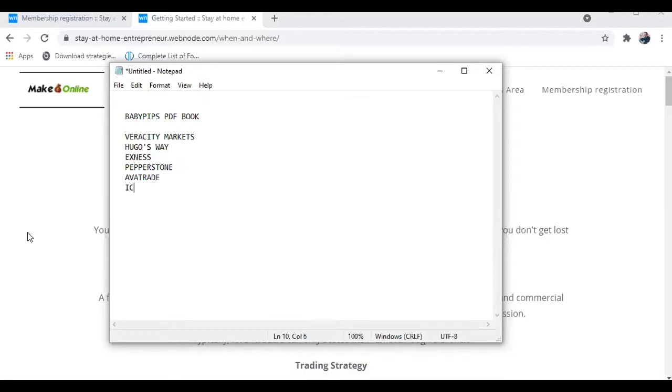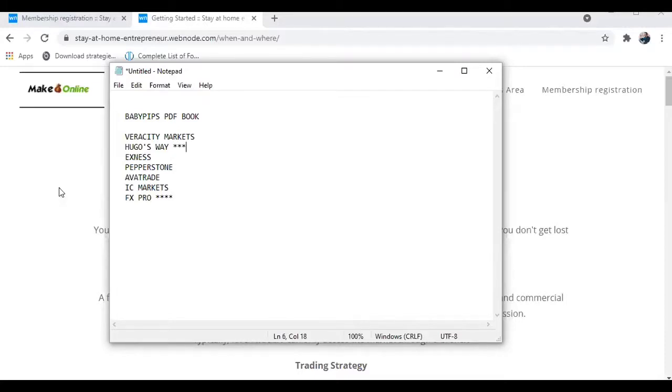There's also IC Markets. I'm just doing this so that you guys can take a screenshot and then go to these broker websites. The ones I mentioned are Veracity Markets, Hugo's Way, XNES, Pepperstone, Trade, and then there's FX Pro.